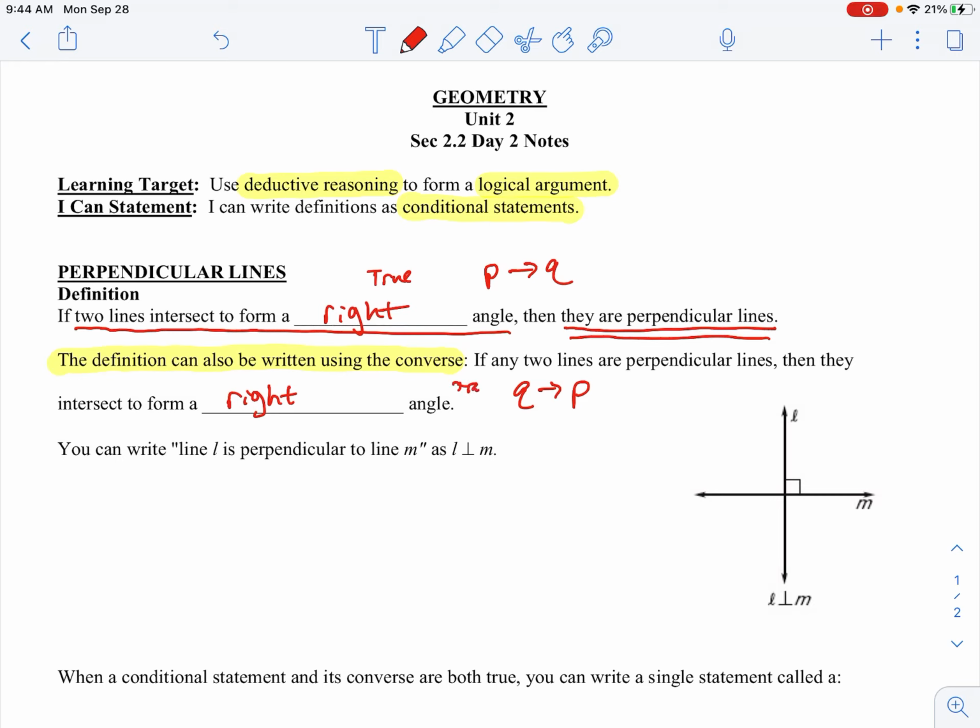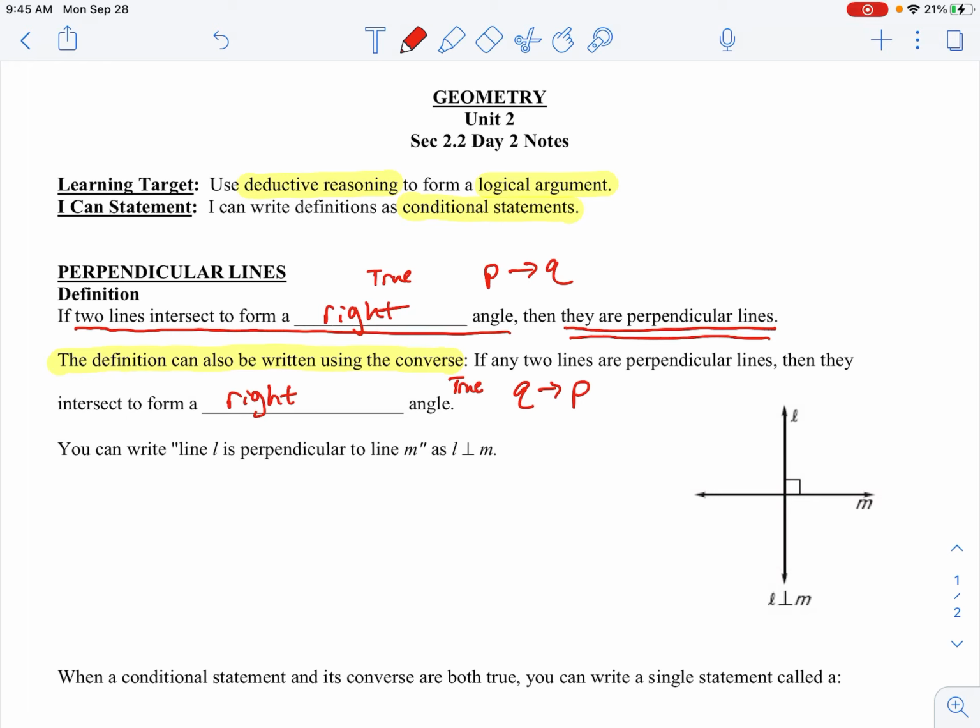So it works for, my goodness, I cannot write right now. It works for both the original and the converse. That's what Mr. Keeney's trying to say. He just struggles with talking sometimes. So this idea of original and converse are both true. We can switch the hypothesis and conclusion and still have a true statement. That is our big deal.